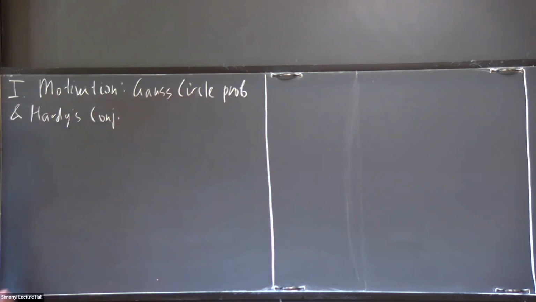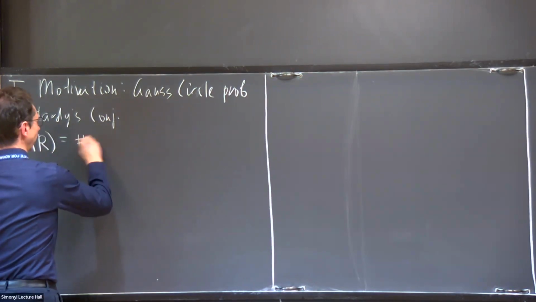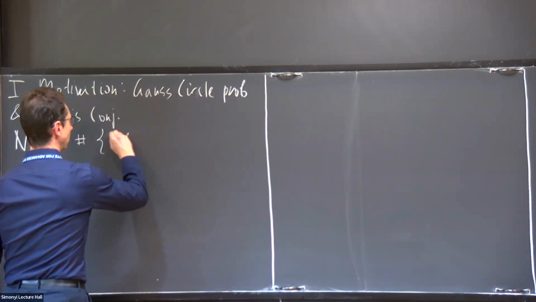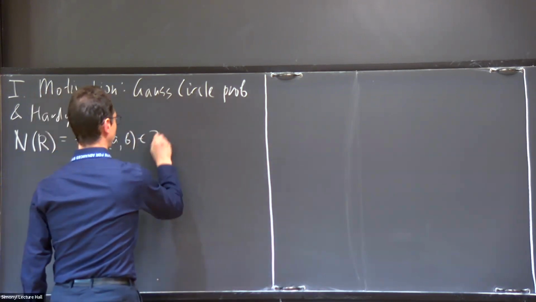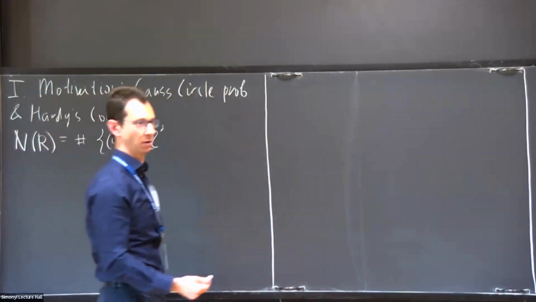Okay, so let's introduce the following notation. N(R) is, by definition, the number of lattice points lying in a circle of radius capital R. R is going to be a very large parameter.